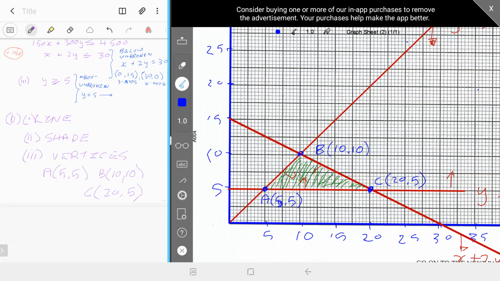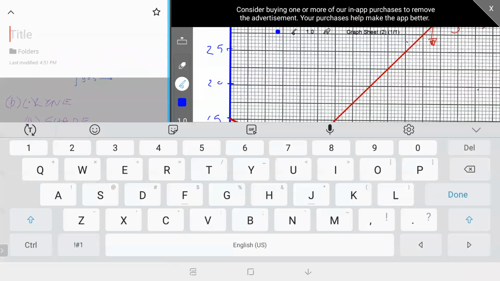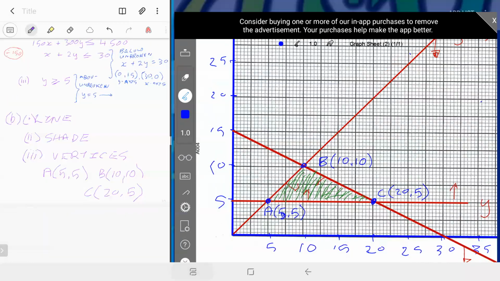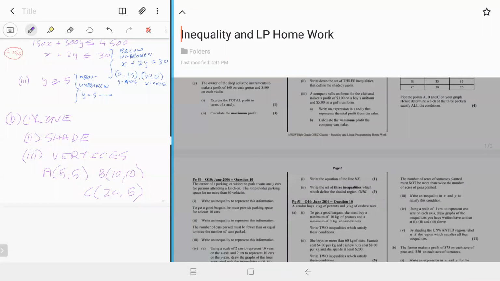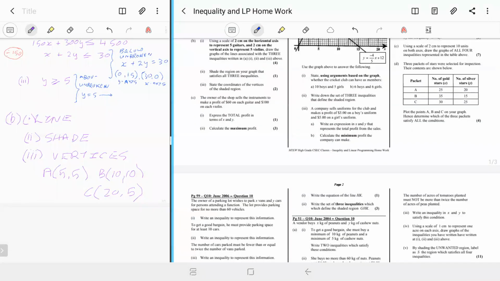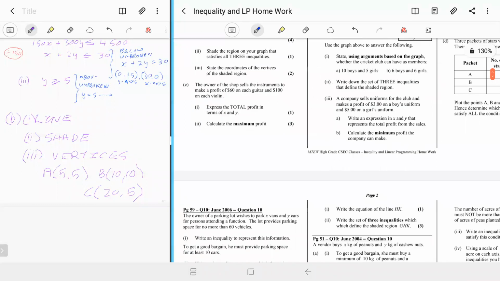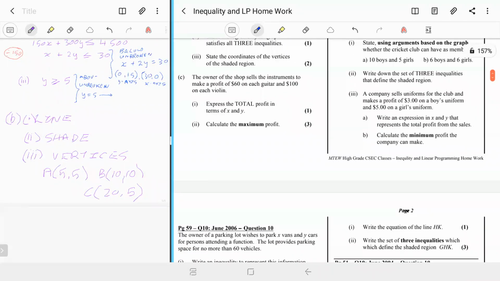Now, the next part of the question asks us for some additional things. Let's see if we can find what the question said. I was hoping that I could float the question on top, but it's not working out for me today. I tried it earlier and it's just not working. So let me find the question and see what it said. The next part of the question is right here. See it here, guys. This is the part we're looking at now.